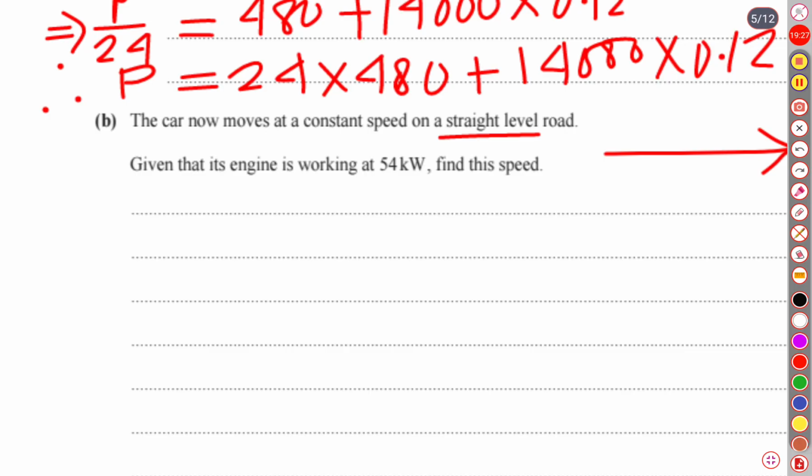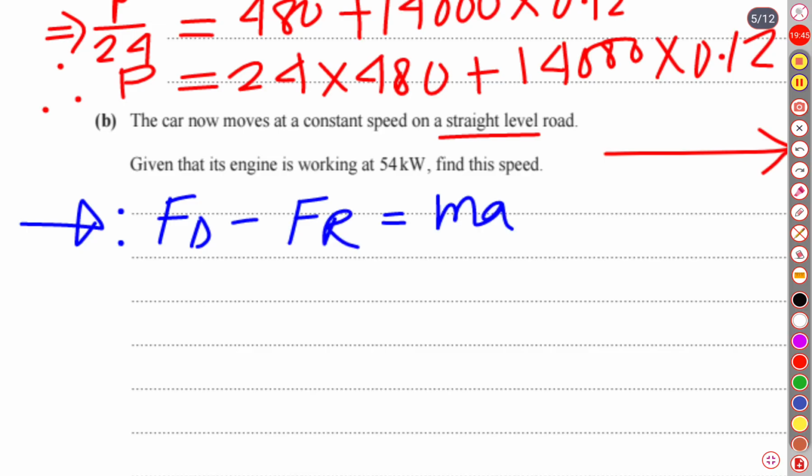Well, so the concept will remain the same. What is our concept? The car keeps on moving onward on just a horizontal level road. So by Newton's concept of motion, driving force minus resistance force is equal to mass into acceleration. And they have already disclosed that the speed of the car is constant, meaning there is no acceleration at all.